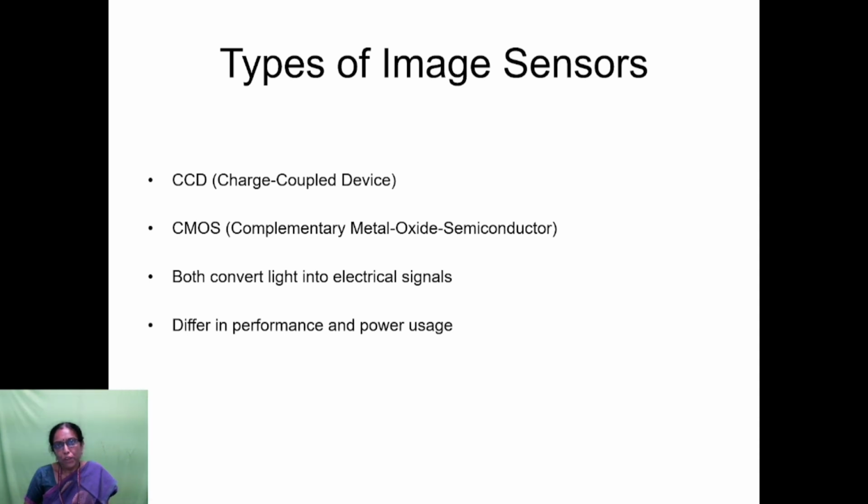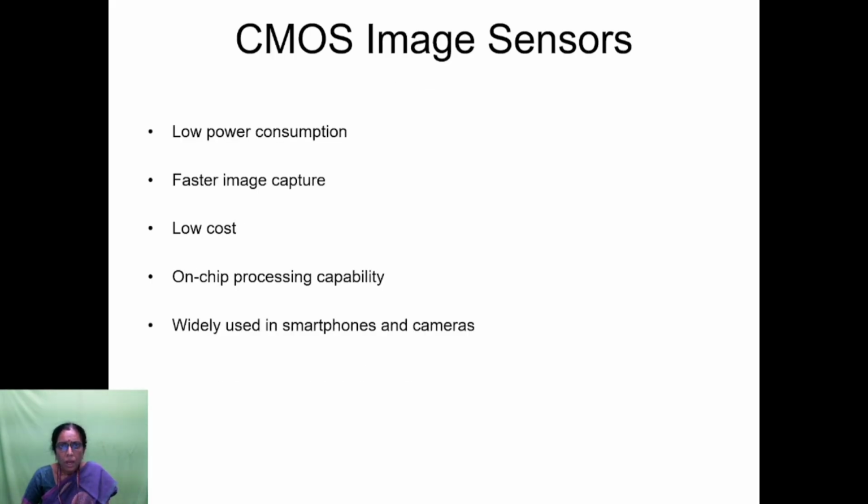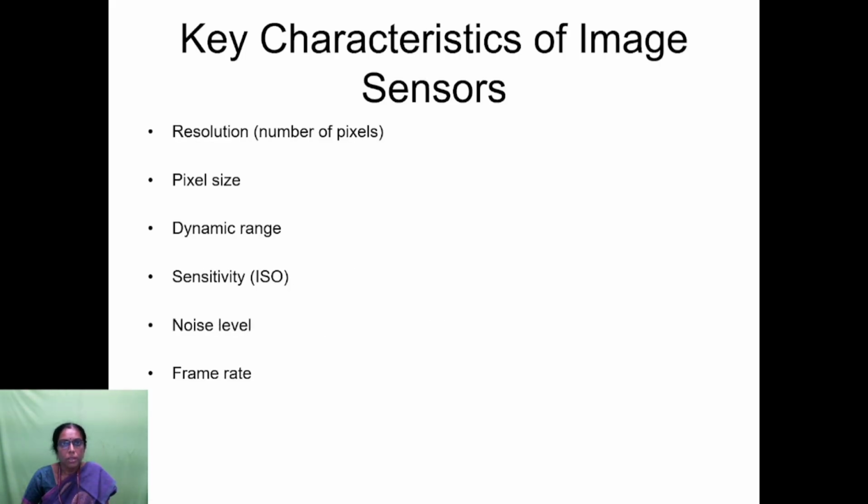And these are the types of image sensors: charge coupled devices and complementary metal oxide semiconductor. Both types of sensors convert light into electrical signals and differ in performance and power usage. CCD image sensors have high image quality, low noise, high power consumption and slower image capture, and are used in scientific and medical imaging. CMOS image sensors have low power consumption, faster image capture, low cost and on-chip processing capability, and are widely used in smartphones and cameras.